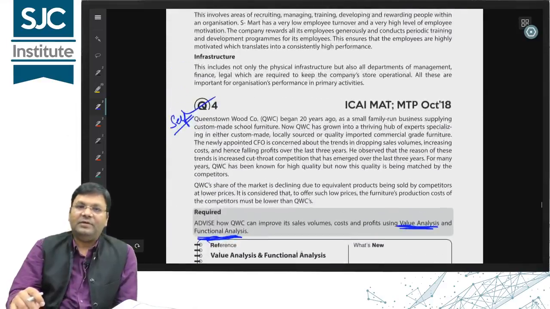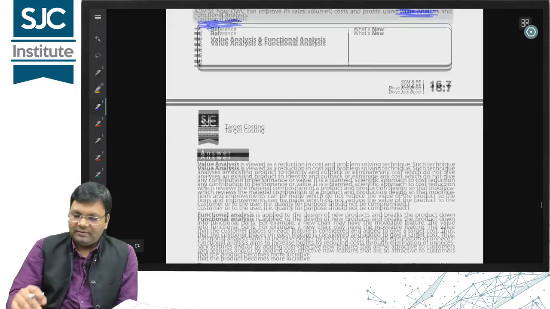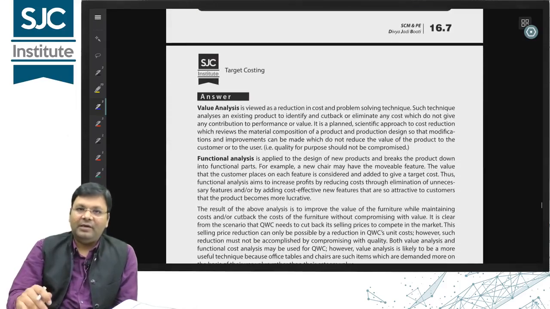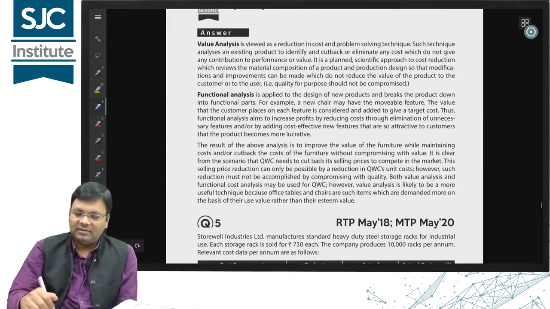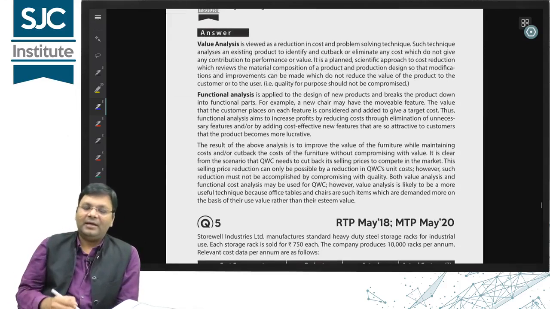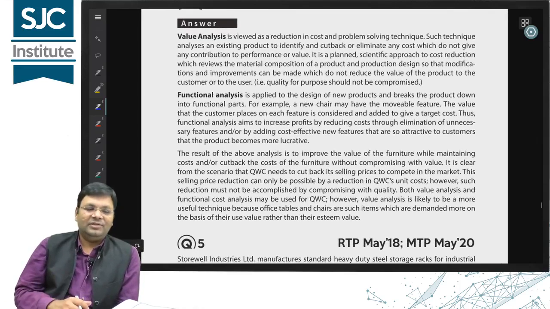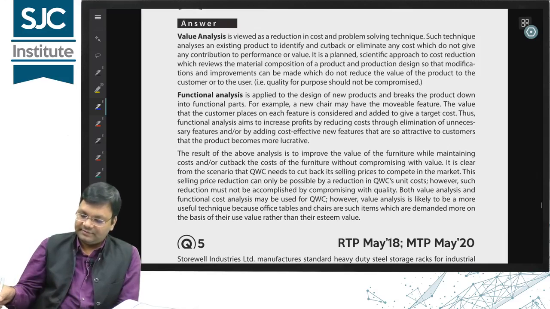Then question 4 was again a self study question where 2 paragraphs were required, one for value analysis, another for functional analysis, and third for reference. In the reference conclusion, it is written that this company will have more use of value analysis than functional analysis because they are using this analysis on a chair, and a chair does not have many different varieties of functions. Okay, so this line is written over here.